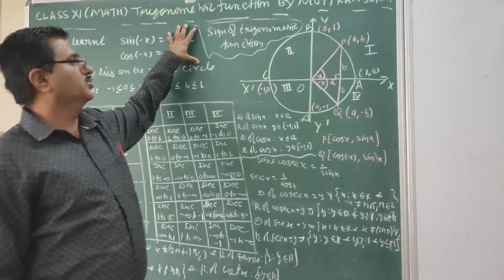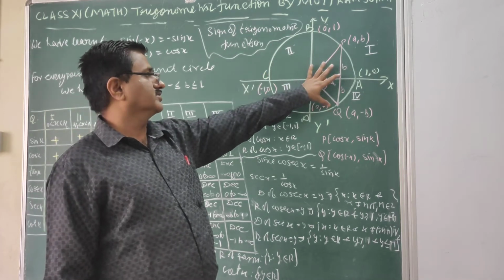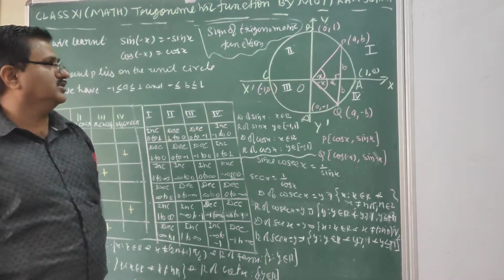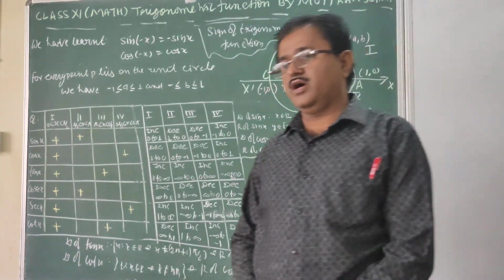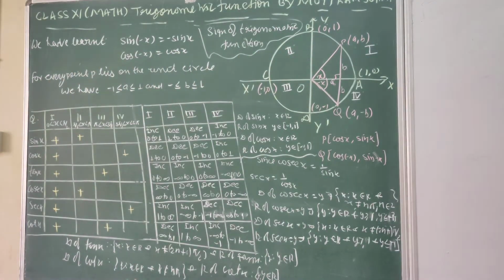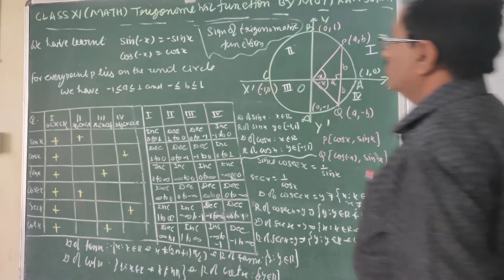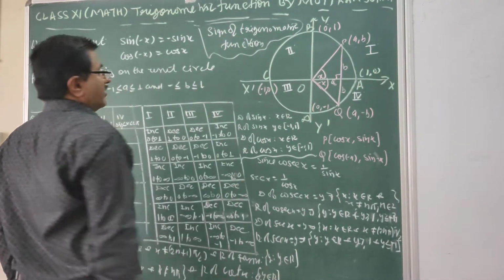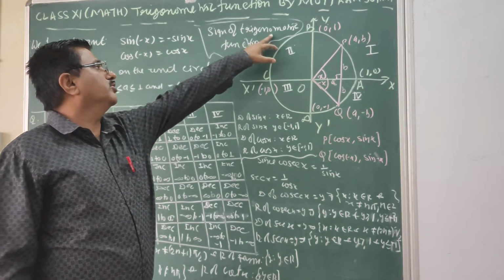In the previous video you have already seen how we can find the trigonometric functions. Now in this topic you have to see the sign of the trigonometric function with the help of a tabular form. Clear? So see, the sign of the trigonometric function. First of all, you see only whatever I am telling. Sign of the trigonometric function.